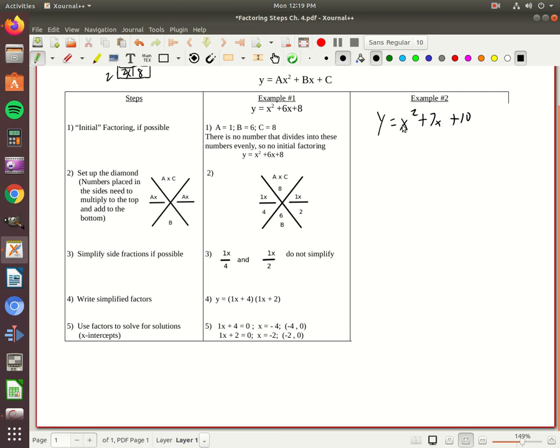Is there any number I can take out of 1, 7, and 10? I hope you see that there is nothing I can take out, right? So I'm still left with y equals x squared plus 7x plus 10.